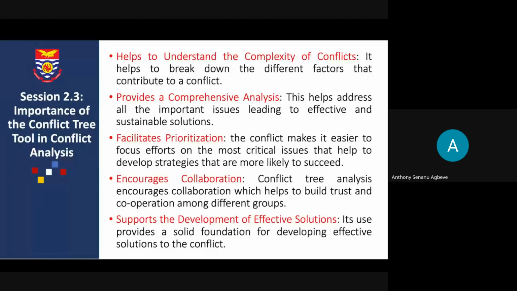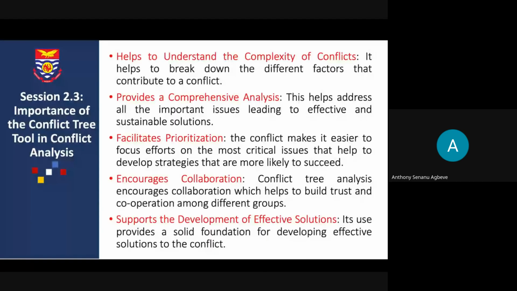So the first is that it helps us to understand the complexity of conflicts. With the use of the conflict tree tool, you are able to break down the different factors that are contributing to the conflict. When you take the causes, you're able to group them, so you know the various issues that are contributing to the causes. In doing that, it helps us to understand the complexity of what is driving this conflict.